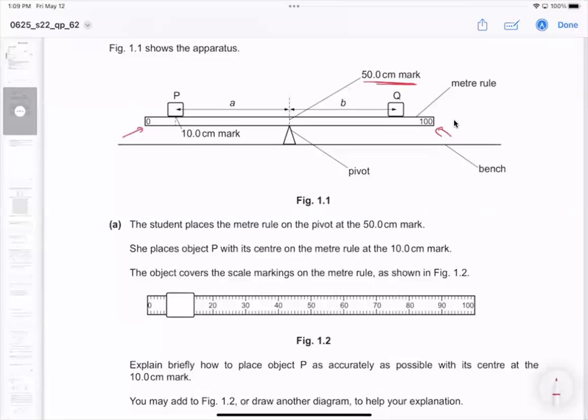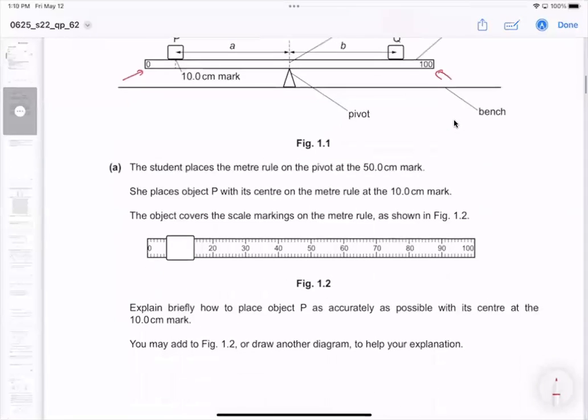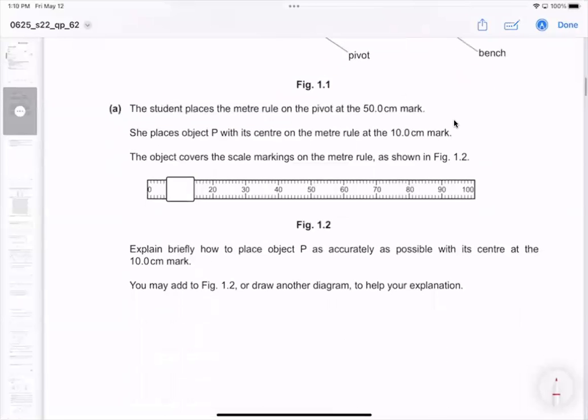She places object P with its center on the meter rule at the 10.0 centimeter mark. The object covers the scale marking on the meter rule as shown in figure 1.2. See, we cannot see exactly where 10 centimeter is and how we are going to adjust it so that it will be on the 10 centimeter.